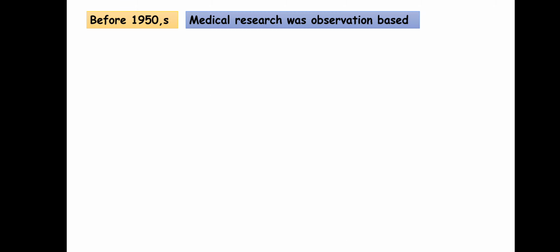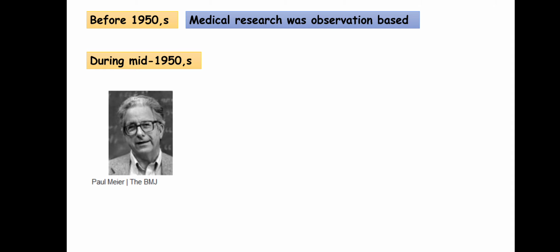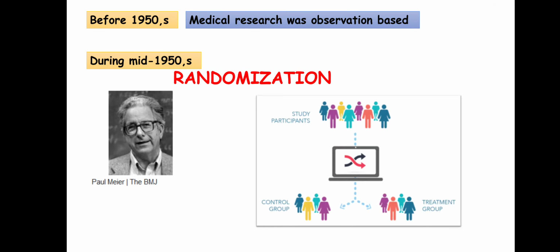Before the 1950s, medical research was on an observation basis. Next, during the mid 1950s, Dr. Paul Meier, who was a leading medical biostatistician, introduced to the world the word randomization. Randomization is a technique where researchers randomly assign one group of patients to receive an experimental treatment while another group receives a standard treatment. Randomization helps researchers avoid mistakenly tampering with the result by choosing healthier or younger patients to try a new treatment.